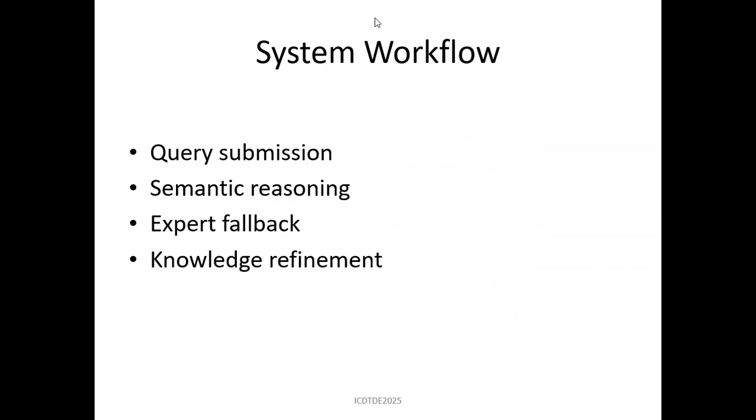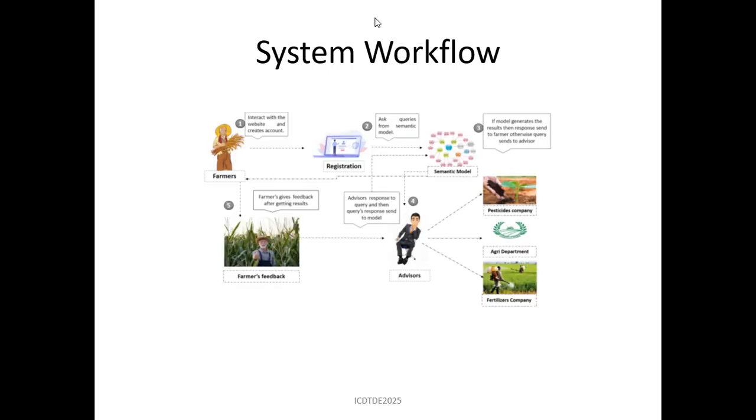Then we have system workflow. Here we see how the entire process flows. Farmers submit queries, the semantic rules try to generate a recommendation, and if the system cannot answer, the query is passed to experts. Once experts reply, their answers are incorporated into the knowledge base. This means the system gradually reduces its dependence on manual expert intervention over time. So this is the system workflow diagram.